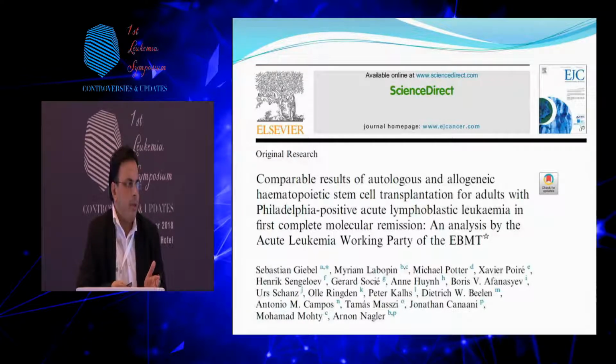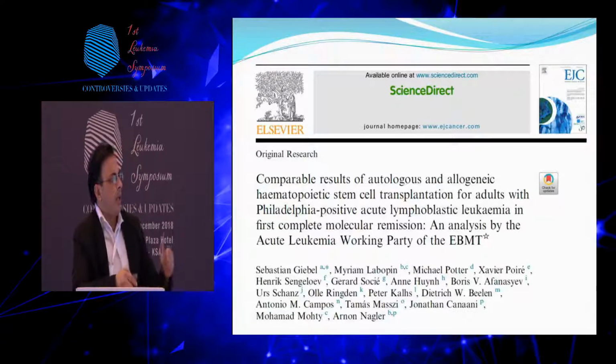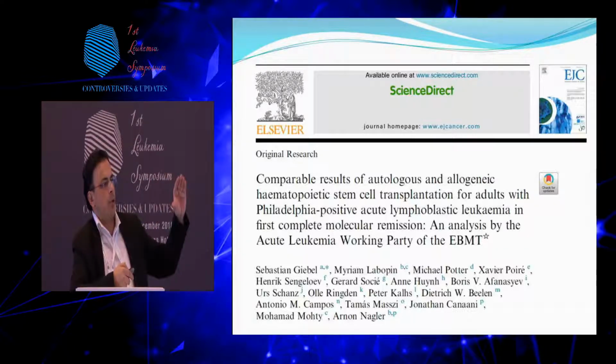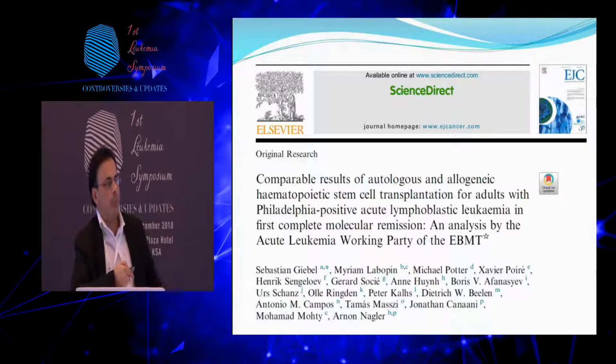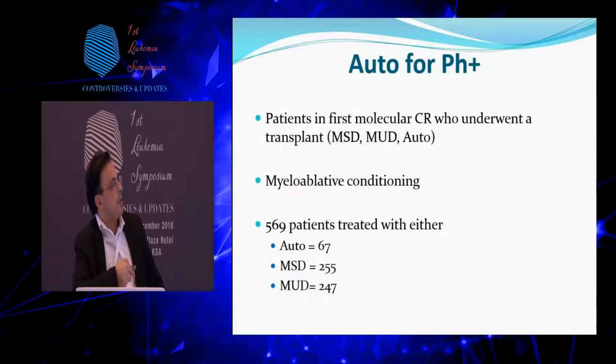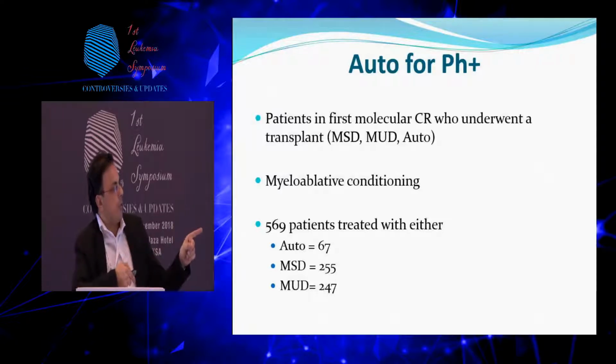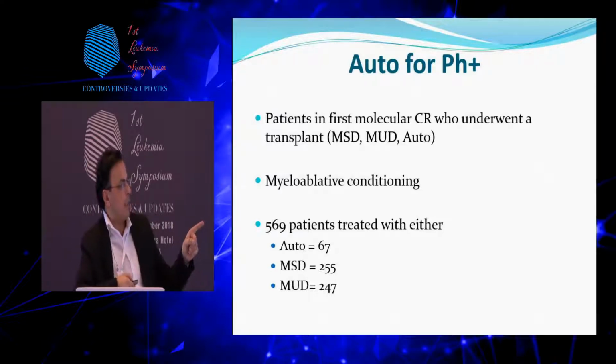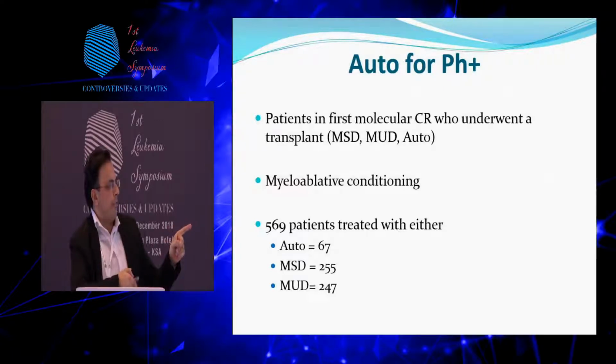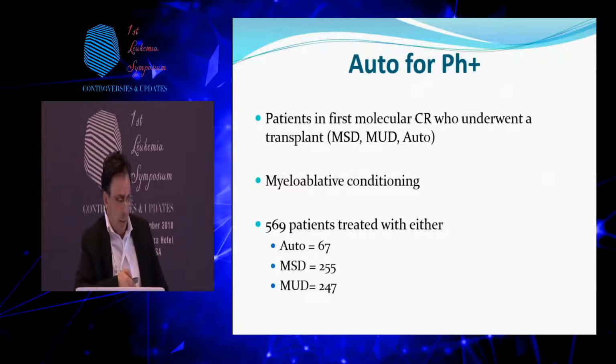They went back through the EBMT database and collected patients in molecular remission, and they stratified them to see what happened to the patients who got auto versus allo in complete molecular remission. So these were patients in first molecular CR who underwent transplant with myeloablative conditioning. There were 569 patients: 67 in the autologous arm, 255 got matched sibling, and 247 got matched unrelated.